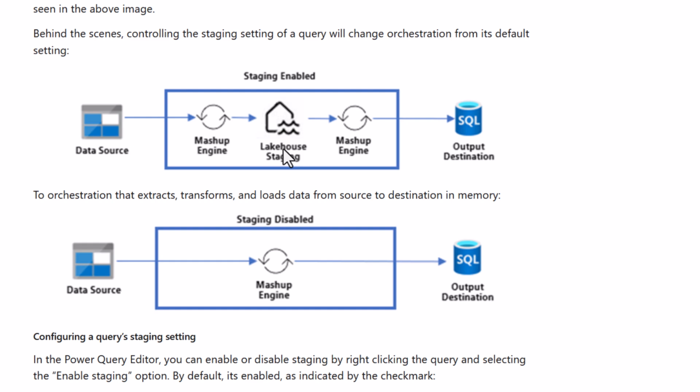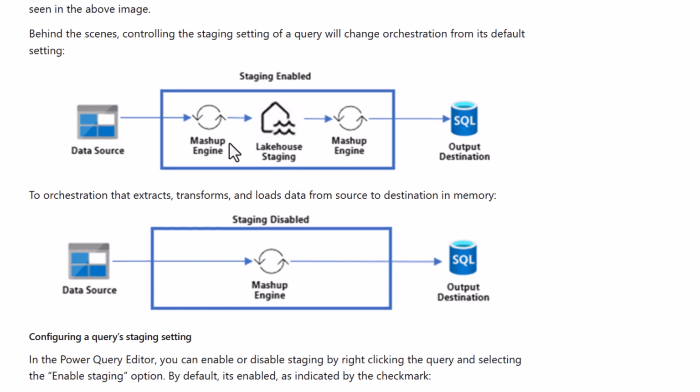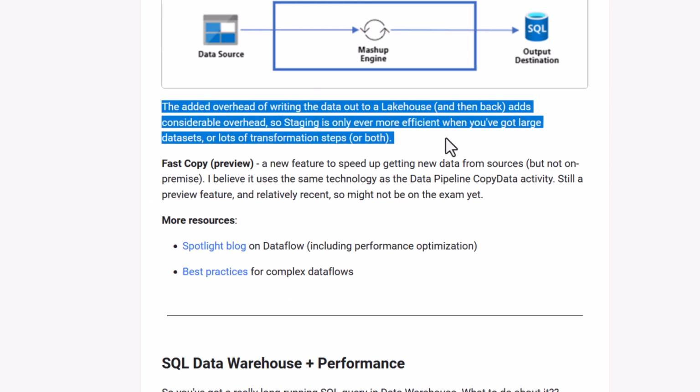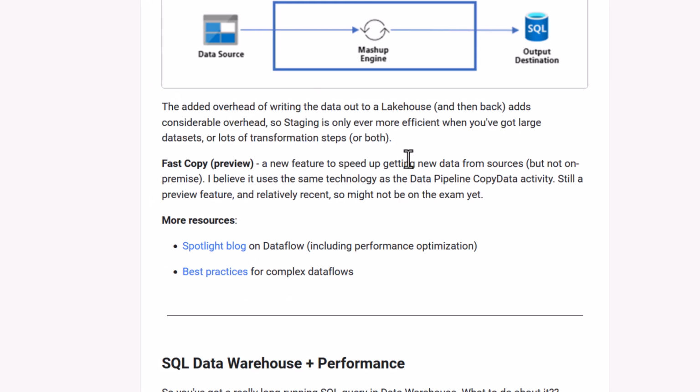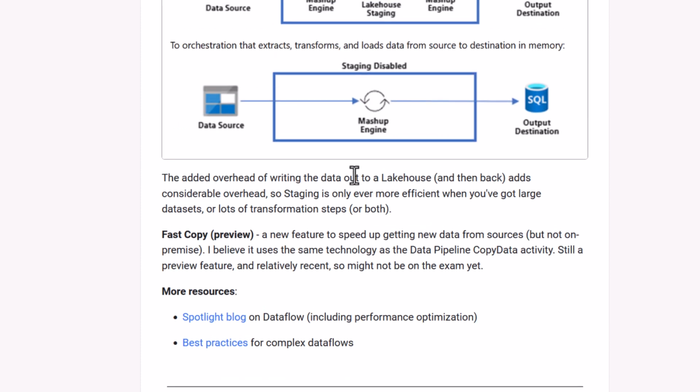It's only really when the data set becomes large or you're doing lots of transformation on that data set that we want to enable staging. That's what I've summarized with this sentence here. There's a bit of an overhead when you're performing staging, and so it doesn't work in all cases, only really when your data set is large or you're doing lots of transformations, or both.